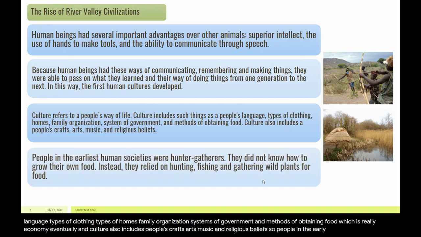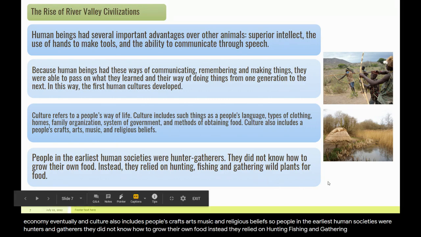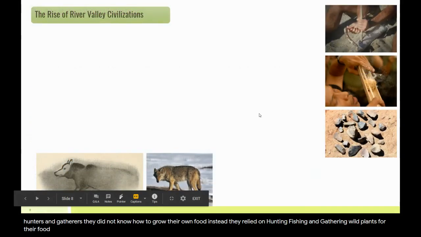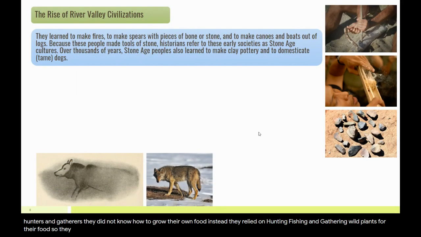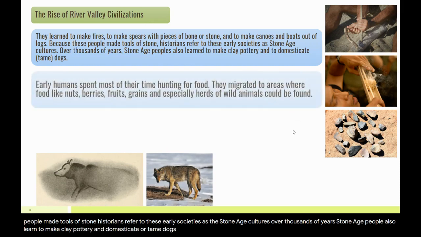People in the earliest human societies were hunters and gatherers. They did not know how to grow their own food. Instead, they relied on hunting, fishing, and gathering wild plants. They learned to make fires, to make spears with pieces of bone and stone, and to make canoes and boats out of logs. Because these people made tools of stone, historians refer to these early societies as Stone Age cultures. Over thousands of years, Stone Age people also learned to make clay pottery and to domesticate, or tame, dogs.